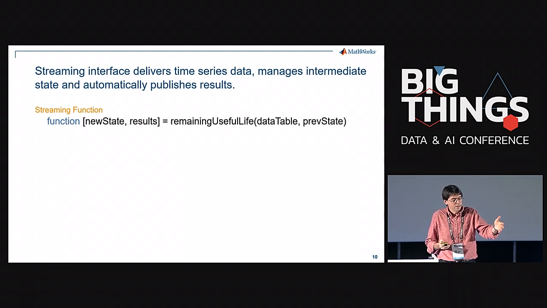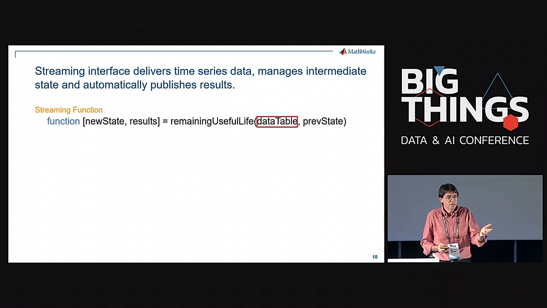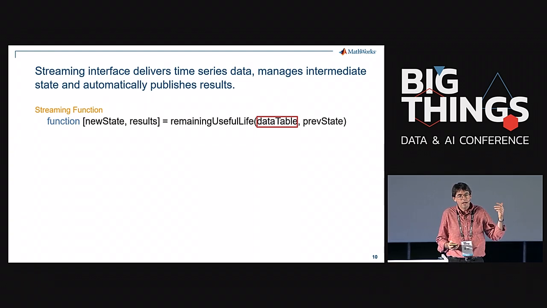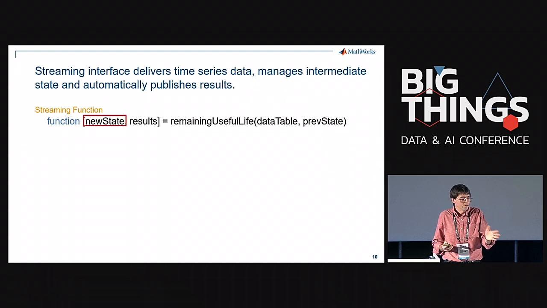This is the interface of a streaming function. All stateful streaming functions have two inputs and two outputs, so four arguments. The first one's the data table. That's the actual features streaming in off the machines. The second is a reference to the previous state of the model that was computed at the previous step. So those are the inputs.